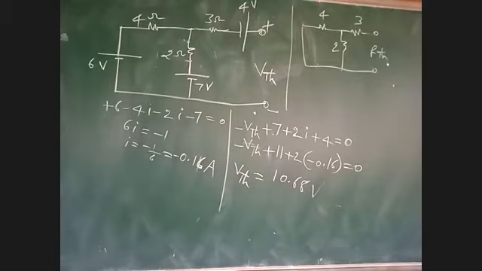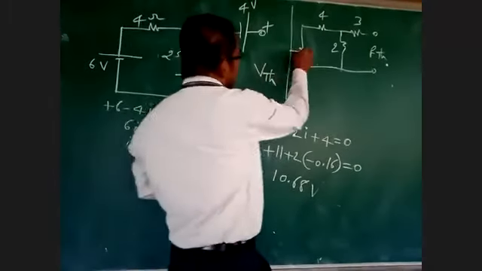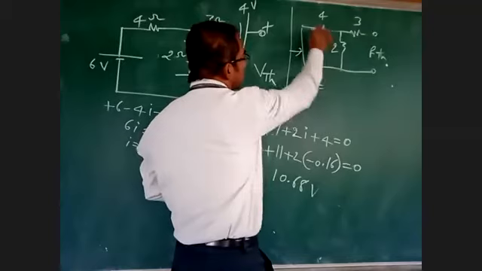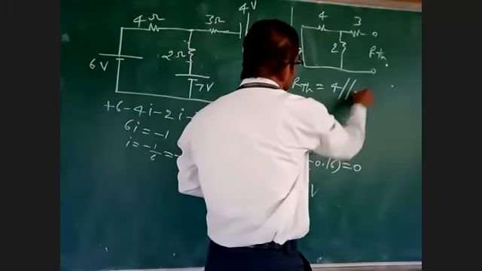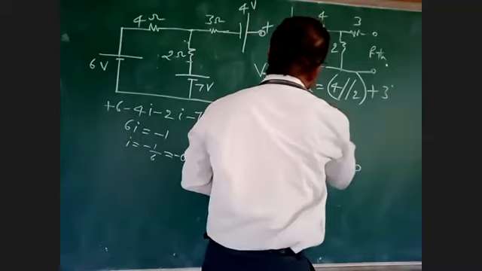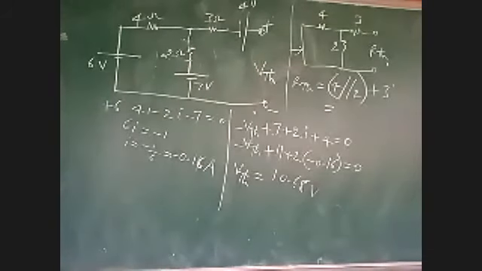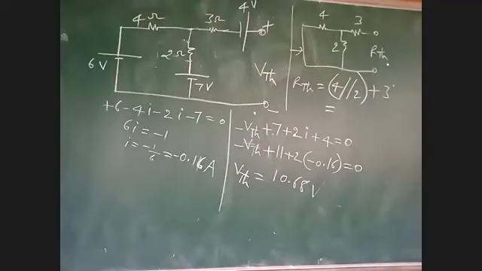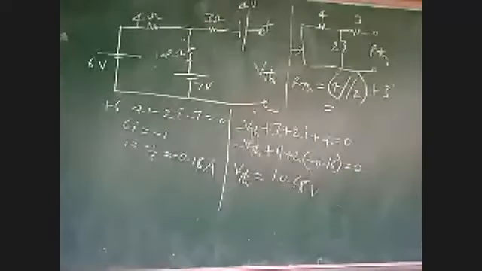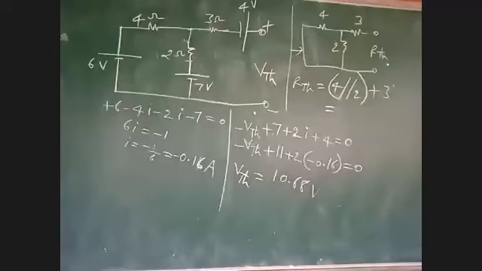If RTH is on that side, we have to calculate from this side. RTH is equal to 4 and 2 in parallel, in series with 3. Now tell me the value. 4.33.